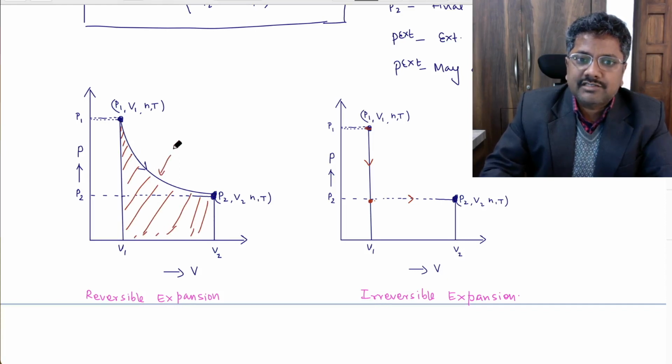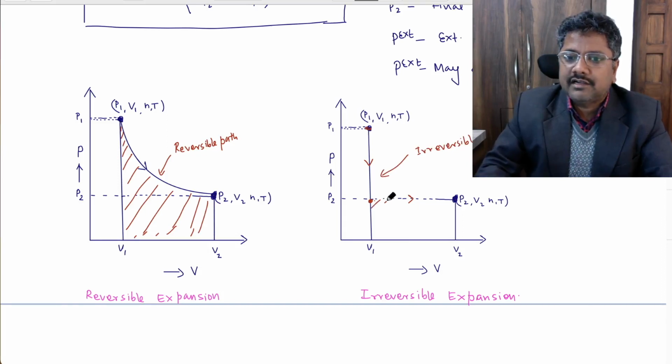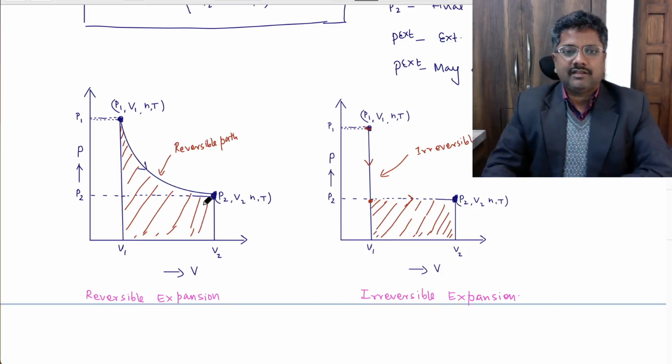So this is a reversible path, and this is the irreversible path. Here the area under the curve is this, and the area under the curve is this, right? So in this way, you can compare the work involved.